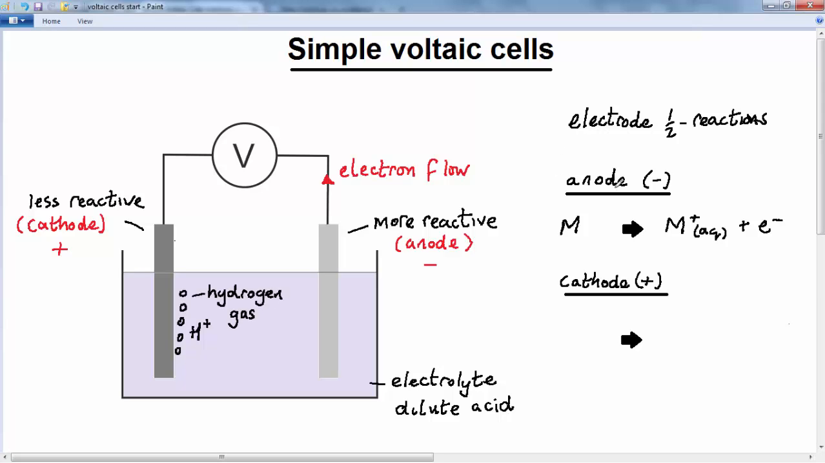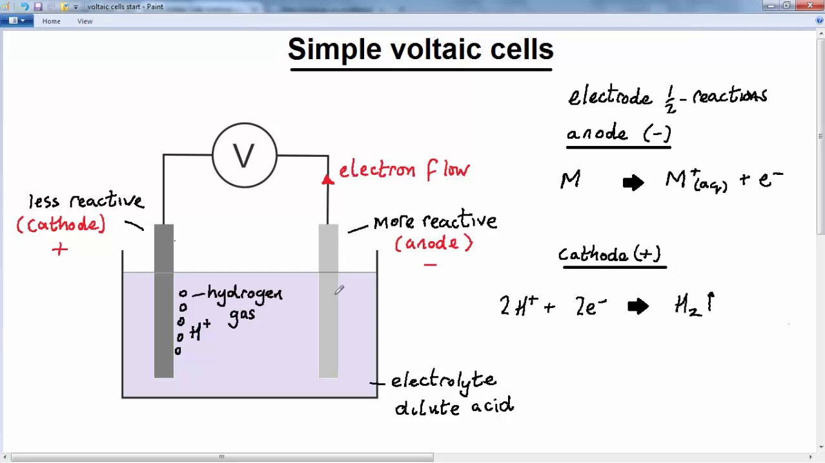So we can write the electrode half equation for the cathode. The hydrogen ion picks up this electron to form hydrogen gas. Balance it. Let's just suppose that this electrode is zinc. So we're going to have zinc forms the zinc 2 plus ion plus 2 e minus, and if our dilute acid were H2SO4, then we have the zinc being oxidized into zinc 2 plus ions.